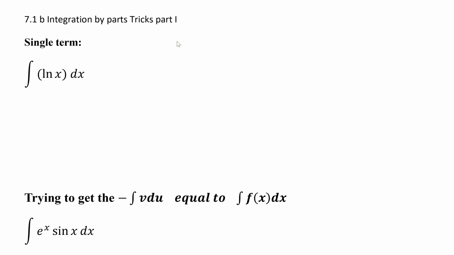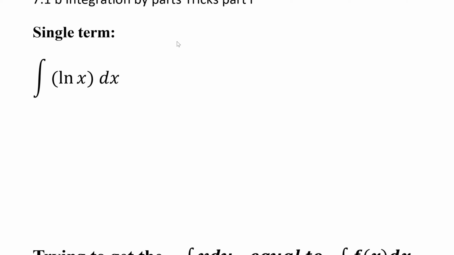All right, this is integration by parts tricks part 1. Part 2 involves u substitution with integration by parts. So in part 1, we're just going to look at the basics. So what happens if you just have a single term?